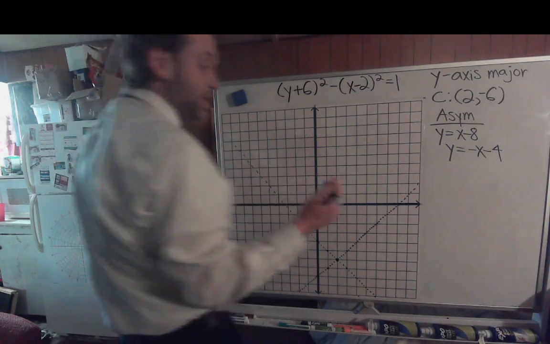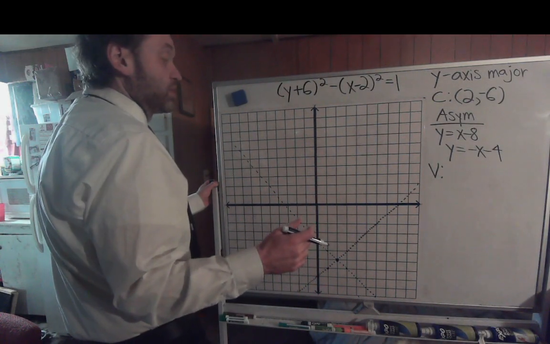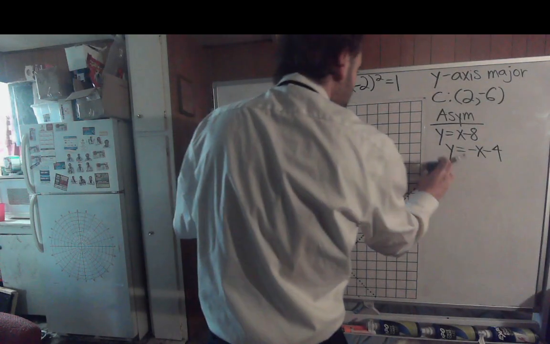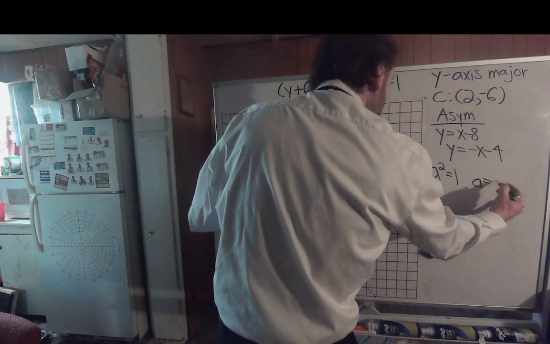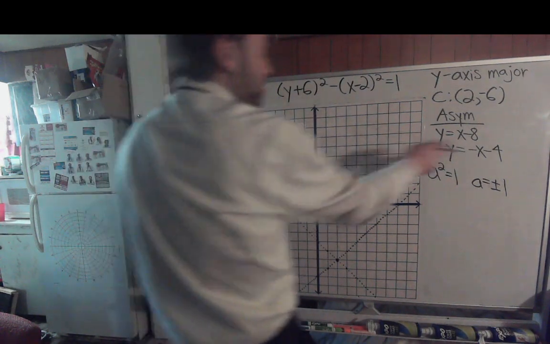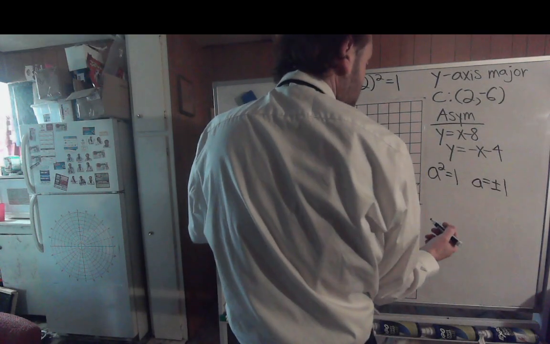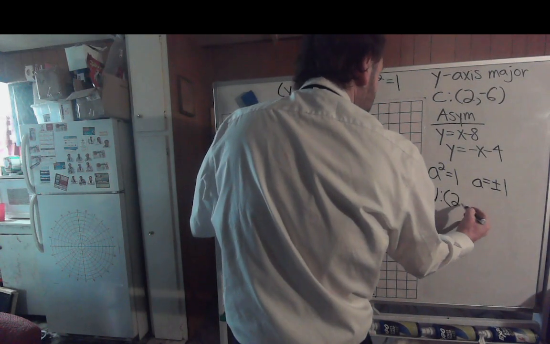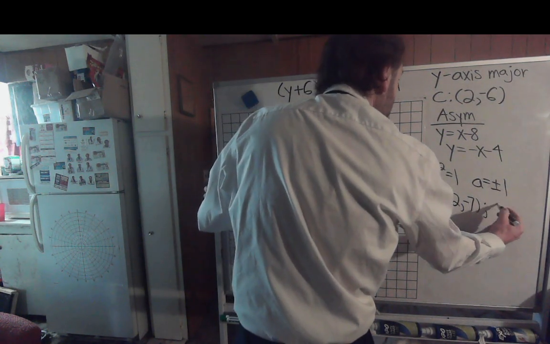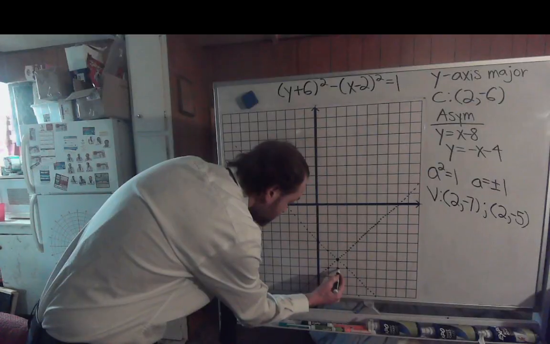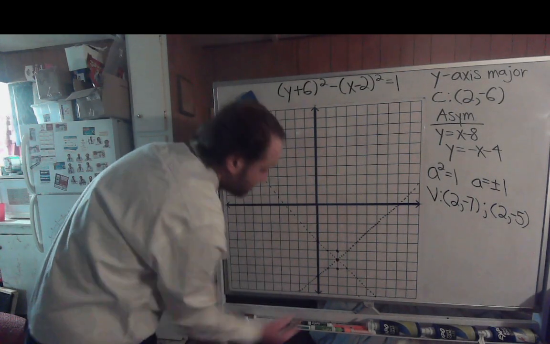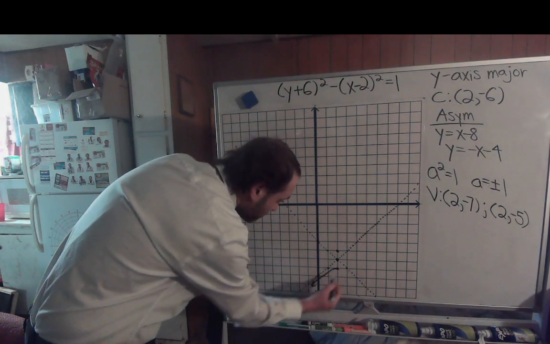Now, next thing we got to do is find our vertices. Well, if the y-axis is major, that means your a is 1, right? So a squared equals 1. That means that a equals plus and minus 1. So you're going to take plus and minus 1, add that to your y-coordinate of the center of negative 6. So your vertices will be at 2, negative 7, and then again at 2, negative 5. Those are your vertices. So let's go ahead and plot those. 2, negative 7, and 2, negative 5. So now we can go ahead and graph this hyperbola.